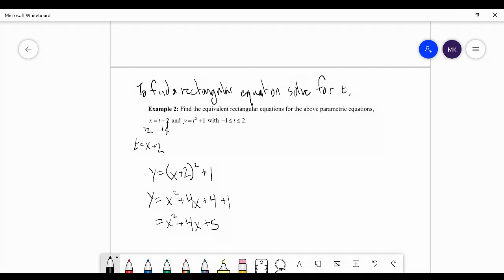Okay, now we're not done. And the reason we're not done is because this right here, I'll bring the y down, this right here is a function that is defined for all real numbers, so negative infinity to infinity.